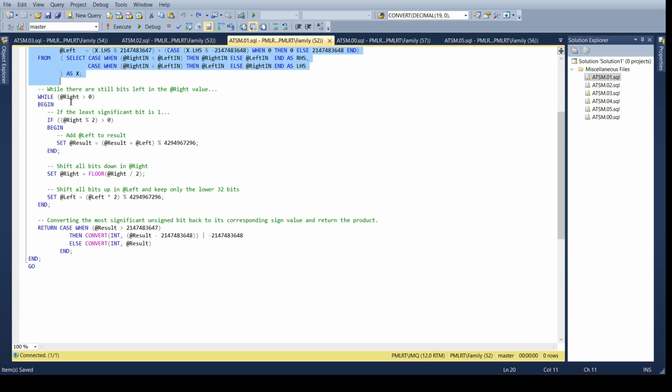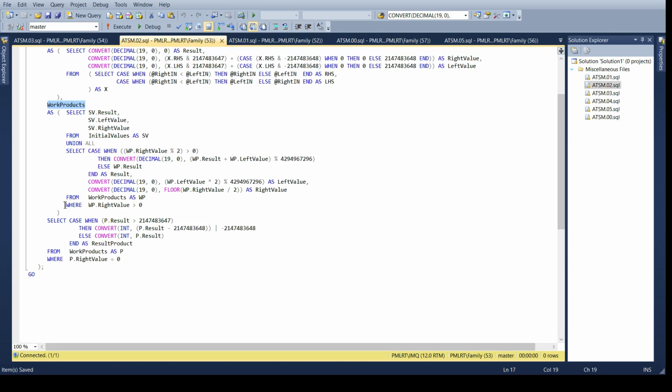So where is the while? That's right here. While the right value is not 0, we're going to apply this transformation. Here we're saying, is the least significant bit of our right value on or off? If it's on, we're going to do the summation, take the lower 32 bits. Otherwise, we're just keeping the result as is. And then here we're doing the shifting up of the left side and taking the lower 32 bits. Here we're doing the shifting down of the right side.